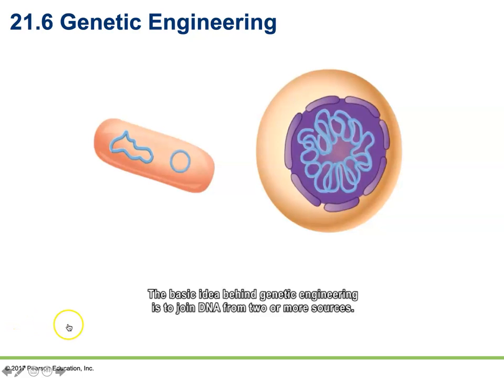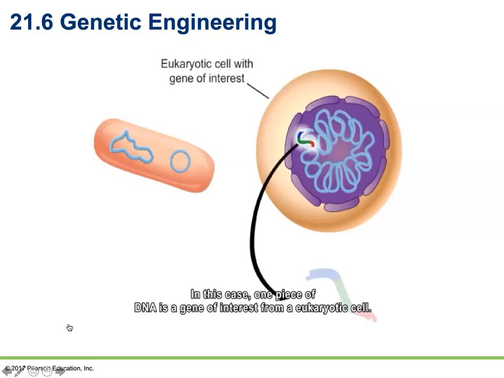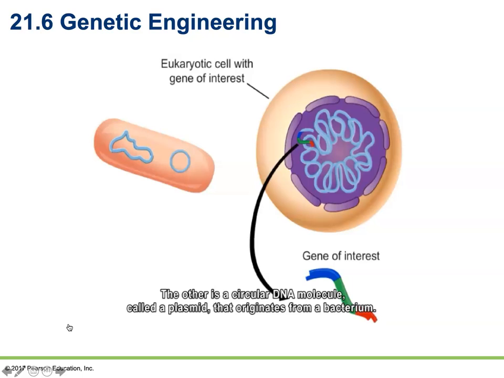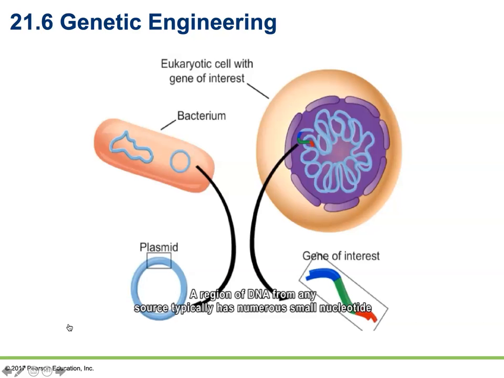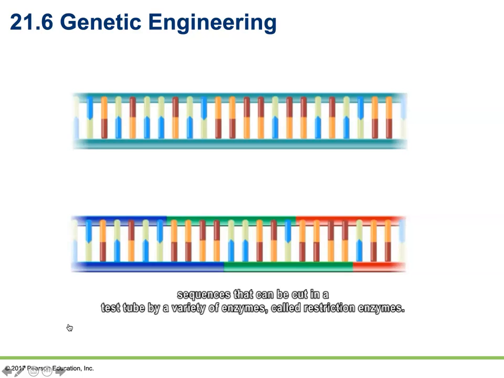The basic idea behind genetic engineering is to join DNA from two or more sources. In this case, one piece of DNA is a gene of interest from a eukaryotic cell. The other is a circular DNA molecule called a plasmid that originates from a bacterium. A region of DNA from any source typically has numerous small nucleotide sequences that can be cut in a test tube by a variety of enzymes called restriction enzymes.